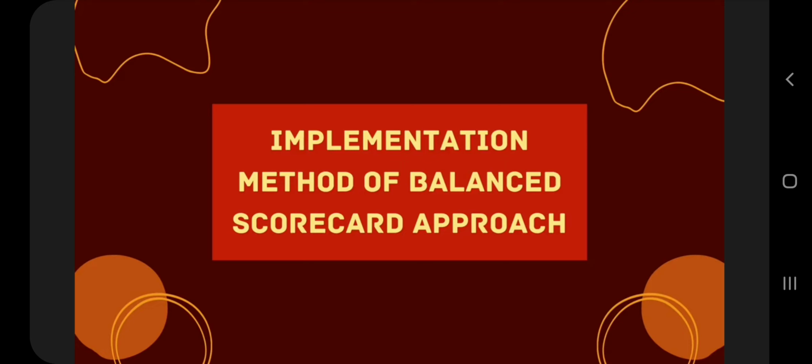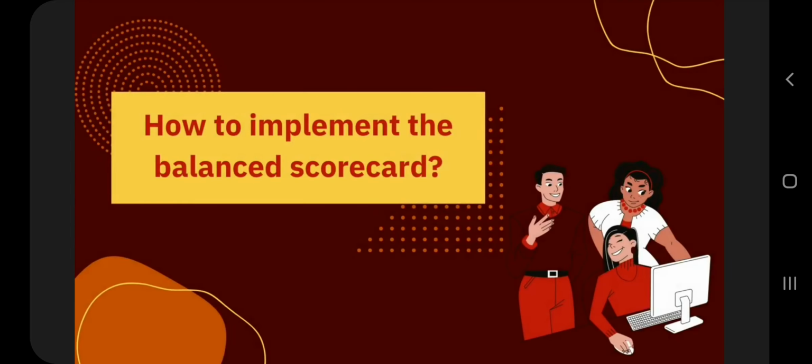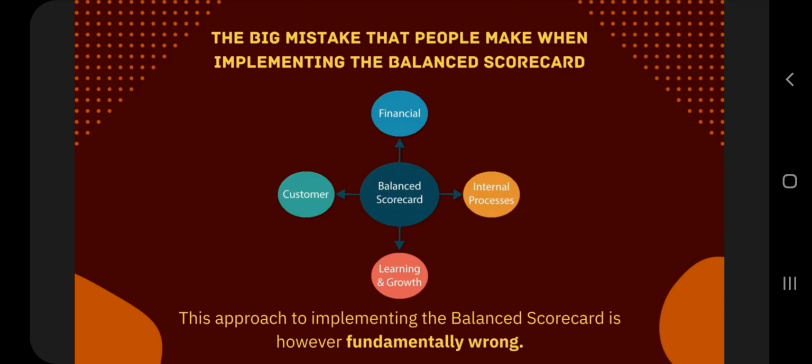Hello, I am Miss Lawas and I am reporting about the topic Implementation Method of Balanced Scorecard Approach. How to implement the Balanced Scorecard. People sometimes misunderstand the Balanced Scorecard as four simple perspectives in which you just slot and work on the goals equally at the same time, with a final goal of improving performance.